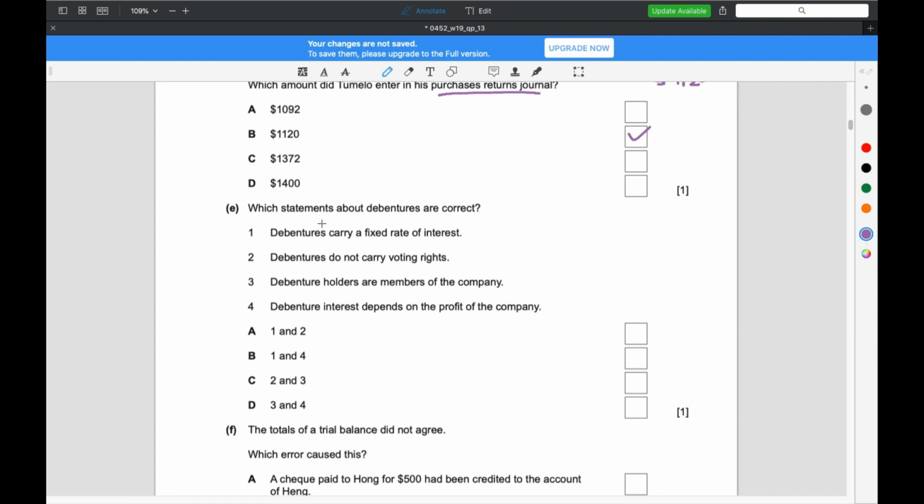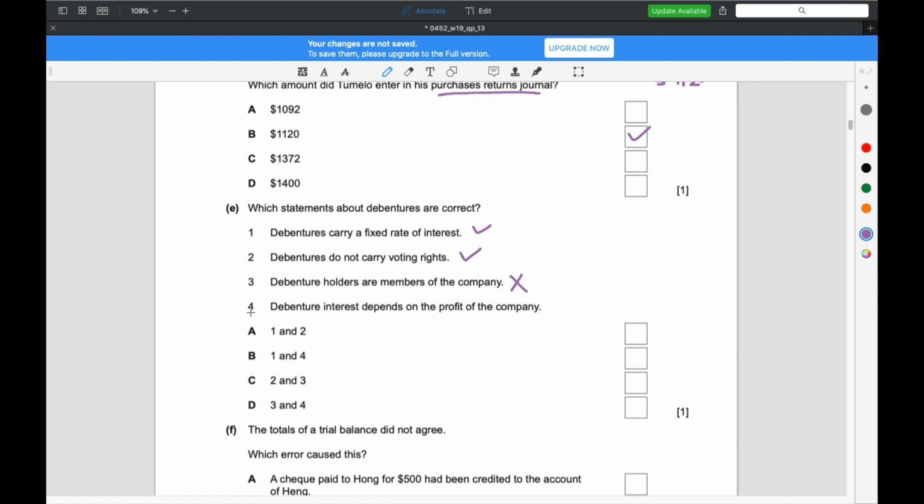Alright, part E. Which statements about debentures are correct? This is an easy one. So debentures carry a fixed rate of interest. Yes, you may see 5%, 2%, whatever, according to the rates and what the bank agreed on. Second, debentures do not carry voting rights. Yes, in a company, debentures do not carry voting rights because that's a bank. Bank doesn't have anything to do with dictating the policies of a company. All right. Option C, it says debenture holders are members of the company. No, that is completely wrong, because it just doesn't happen.